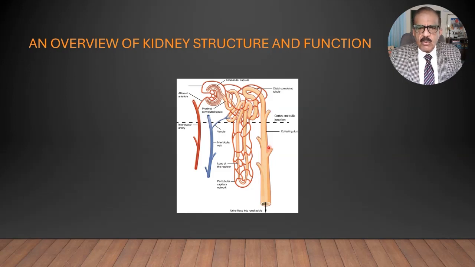Things could go wrong with the glomerulus, things could go wrong with the arterial system, things could go wrong with the tubules, and things could go wrong with the interstitium or the collecting system. So that is why we have various types of kidney diseases. Now let's have a closer look at this one.